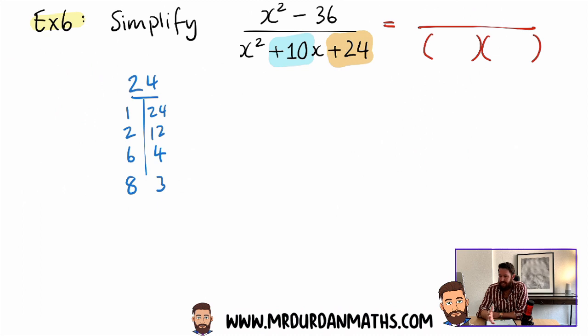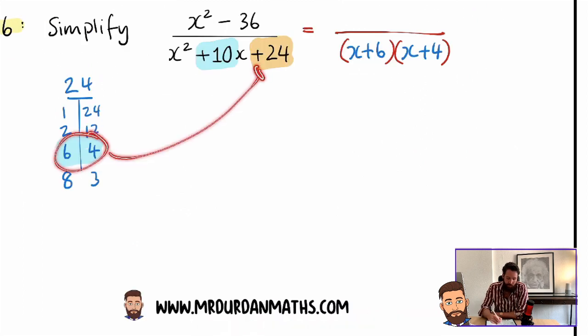I'm not gonna bother listing the rest. If you're good at quadratic factorising, you don't have to list all of your factors all of the time. If you understand my b is positive and my c is positive, therefore I'm only gonna need positive options. If this was negative, I would need some negative options. Which one of those adds to make 10? Oh, 6 and 4. Brilliant. 6 and 4 add to make 10.